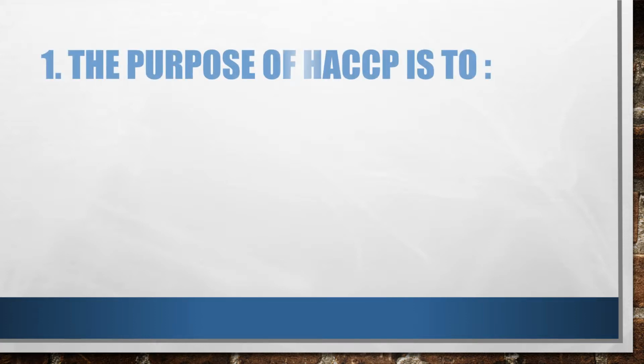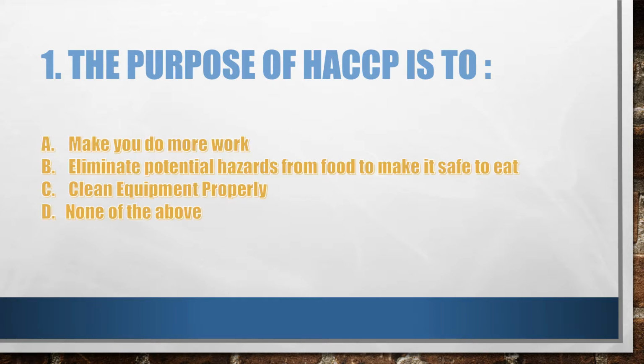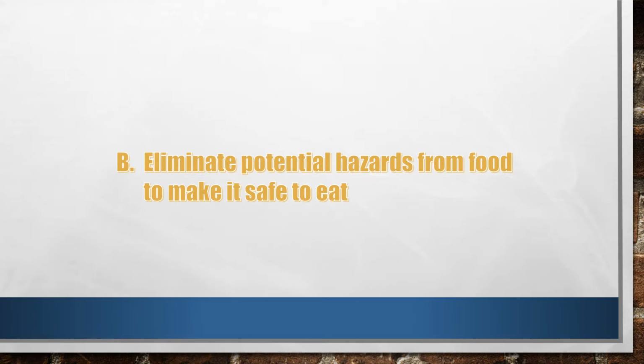Number 1, the purpose of HACCP is to: A, make you do more work, B, eliminate potential hazards from food to make it safe to eat, C, clean equipment properly, or D, none of the above. The answer is B, eliminate potential hazards from food to make it safe to eat.